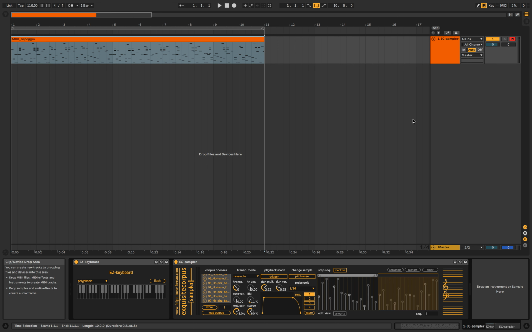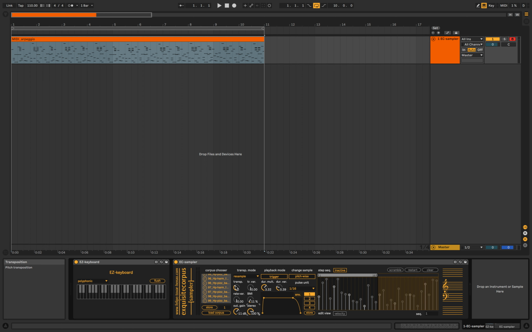Welcome back, everyone. Now let's take a look at the different parameters we have, starting with the most basic. So the first two are output gain and stereo, which are pretty self-explanatory. Output gain controls the global gain of the device, and stereo determines the spread of the stereo image. So all the way down would be mono, and all the way up would be full stereo.